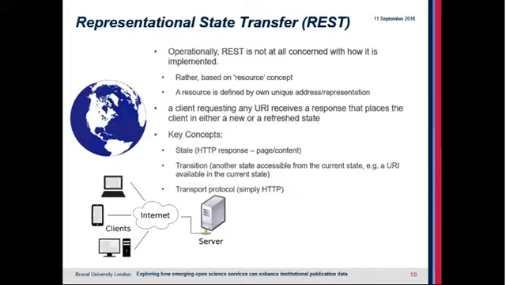This view of web services reduces the model to a very simple set of concepts: state, transition, and the transport protocol that allows the transitions to be navigated by clients. So of course, mapping this view to the internet becomes quite simple. The state is simply an HTTP response, page and content. A transition is another state that's accessible from the current state, for example, another URI available in the current state. And the underlying transport protocol is simply HTTP.